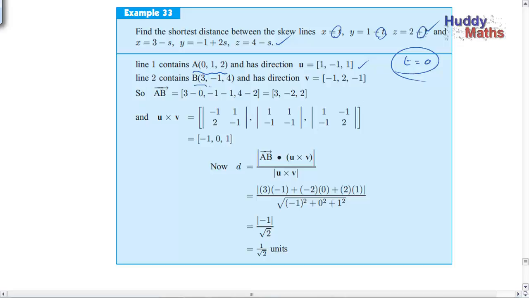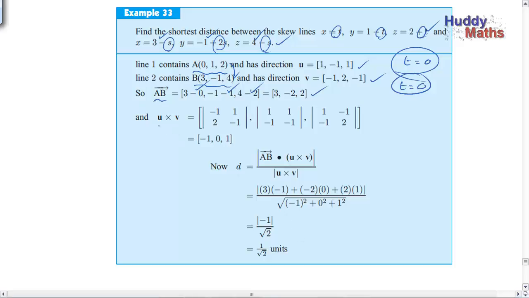Line 2, can we take a point B on line 2? So what are we going to take? Put in T as 0 again in line 2 and start there, which would be 3, neg 1 and 4. And it's got a direction vector of neg 1, 2 and neg 1. I hope you're getting familiar with these different numbers, the constant and the coefficient of the parameter, giving a point on the line and a direction vector. So we need the vector AB, so we'll go from A to B: 3 take 0, neg 1 take 1, 4 take 2, so there we have AB.